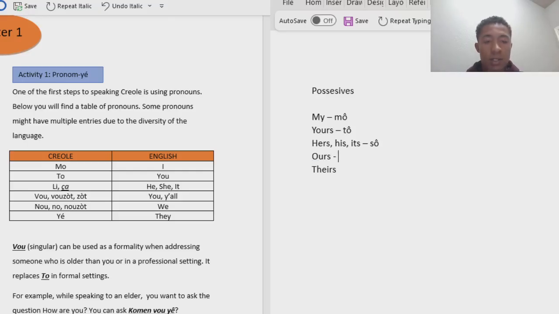For ours, you actually have no. But you can also use nous autres. And some folks even use nous. So when you're listening to older speakers or even some younger speakers, and they say, oh, no papa, they might even say nous autres papa, or nous papa. So, our dad. For theirs, you have ye. So I told you, they got many different forms.